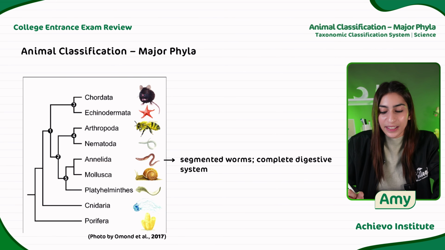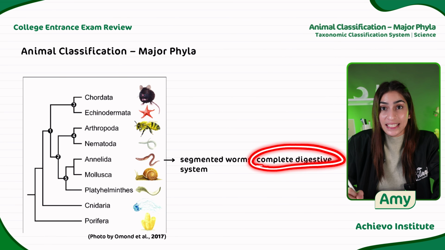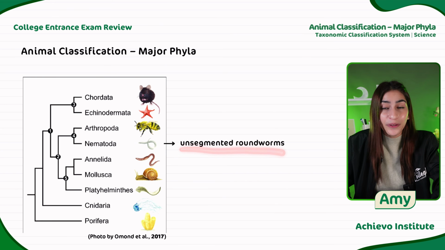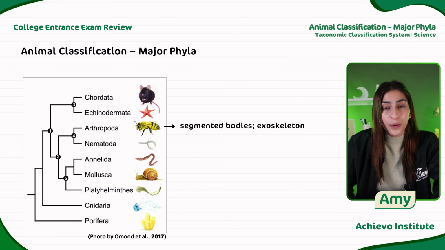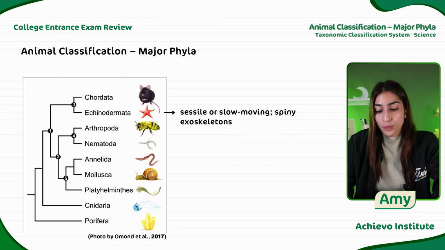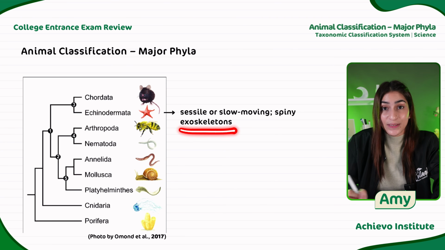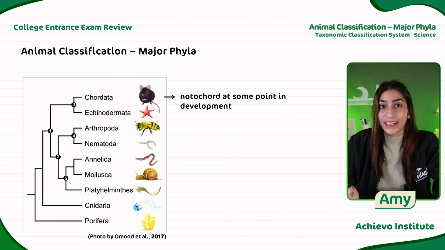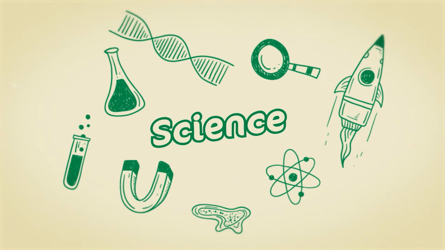Annelida are segmented worms. They have complete digestive systems. Nematoda. These naman are unsegmented roundworms. In contrast, Arthropoda are segmented bodies with exoskeleton. Echinodermata naman are sessile or slow-moving, and they have spiny exoskeletons. And last but not the least, Chordata. Chordata has notochord at some point in their development.